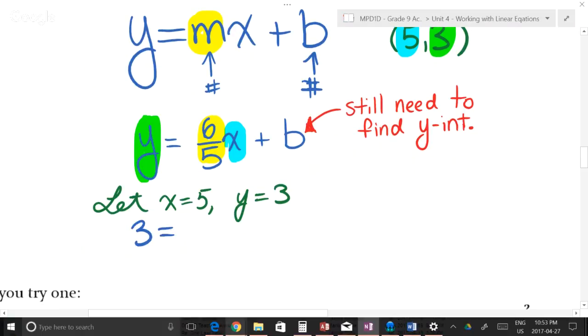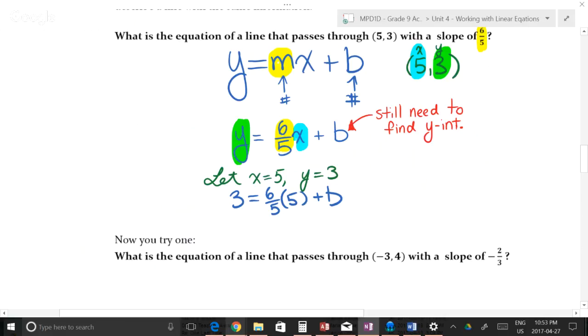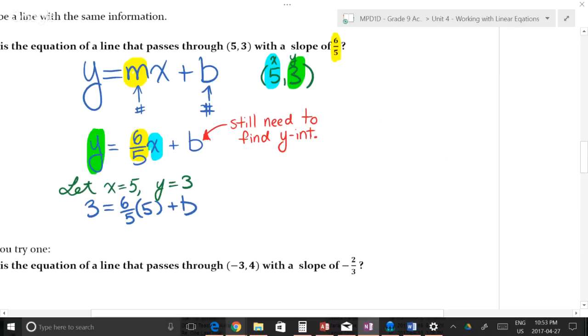3 is equal to 6 over 5 times 5 plus b. And now we are ready to actually solve this equation. Now it's solvable. So I'd like to give myself lots of room. I'm going to move up here because now we're actually going to solve for x. Or for b, rather. Pardon me, not for x.